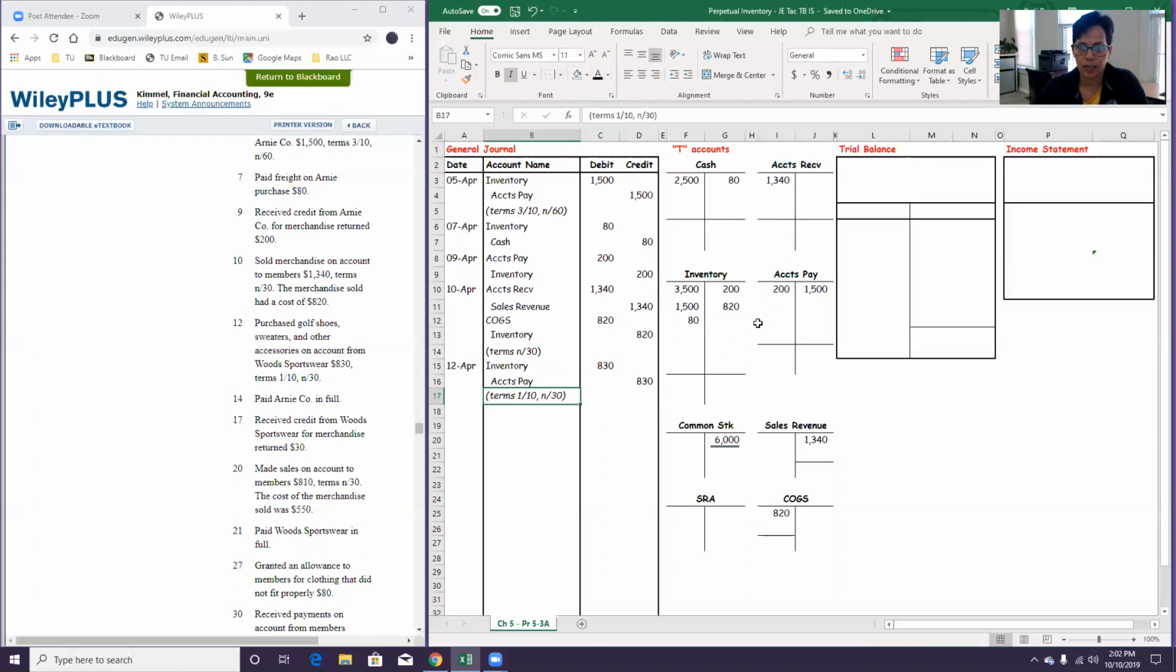Now let's work on this. Posting to the T account, inventory debit, accounts payable credit, and that's the $830. Now on the 14th, I paid Arnie Company in full. So how much did I owe Arnie Company? So this was a transaction. I'm going to highlight this for a second over here.